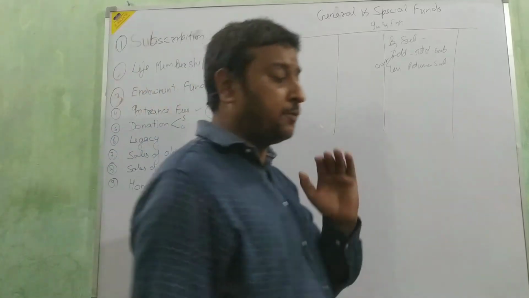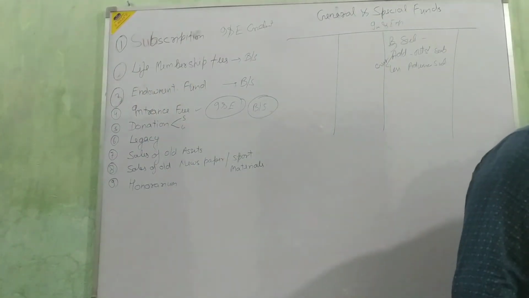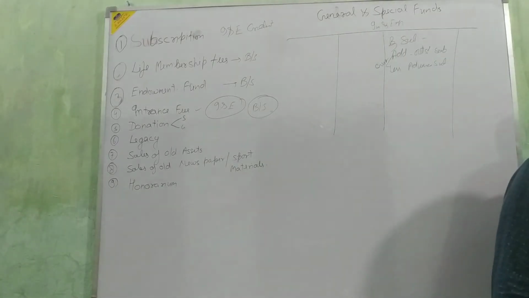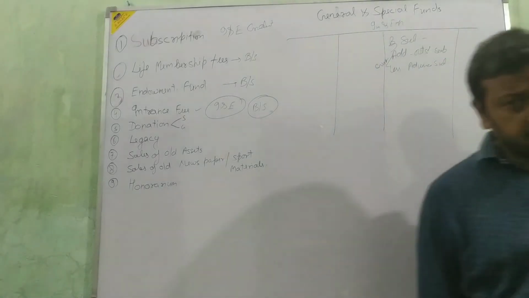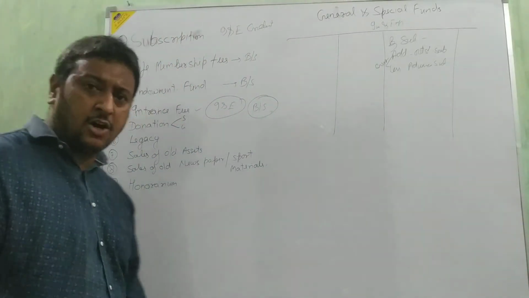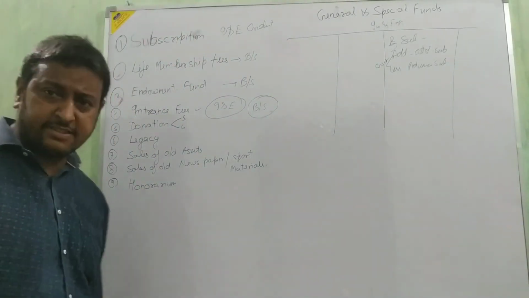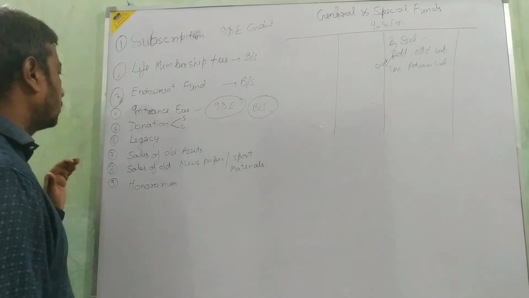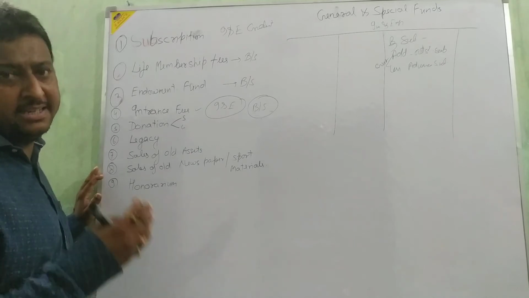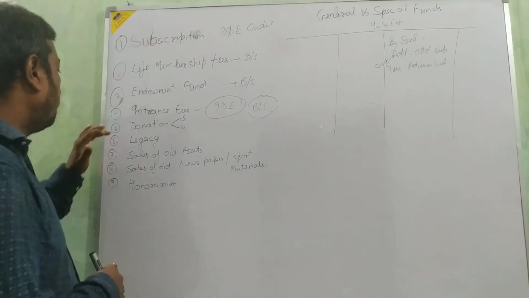Entrance fee, again I will repeat. If there is no information about the entrance fee, then we show it in the income and expenditure account. If any information is there, then we show this entrance fee in the balance sheet. Okay, beta? Go for the donation.